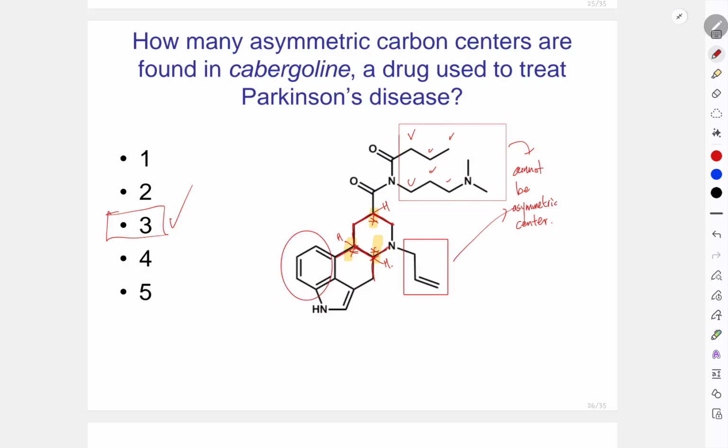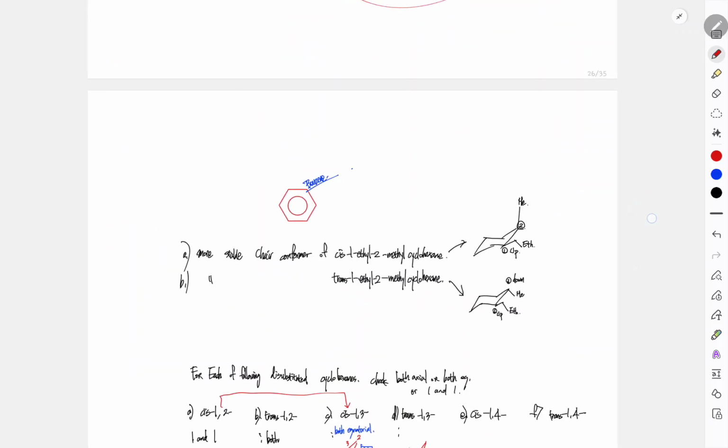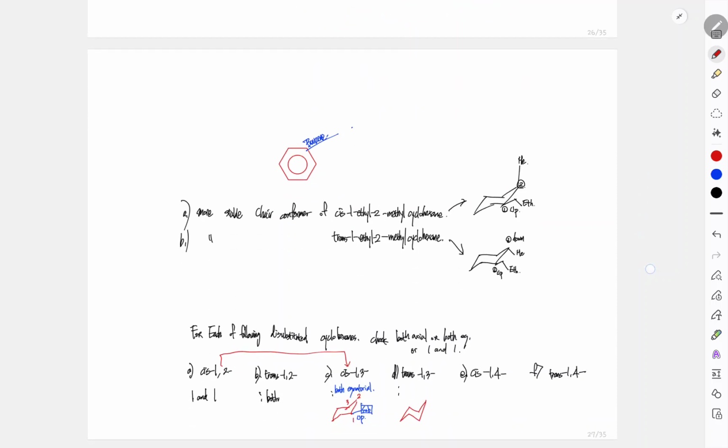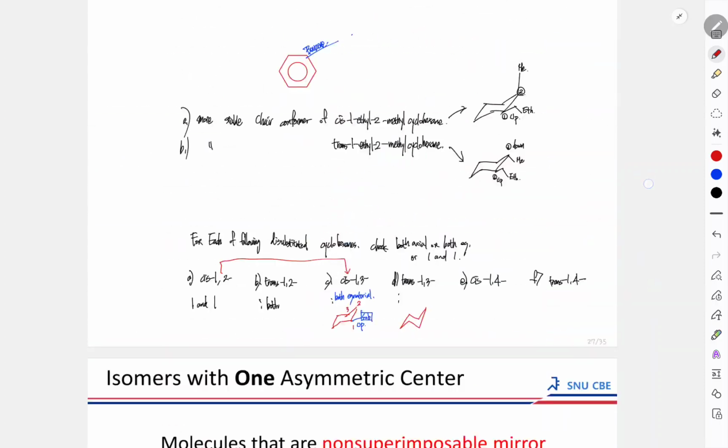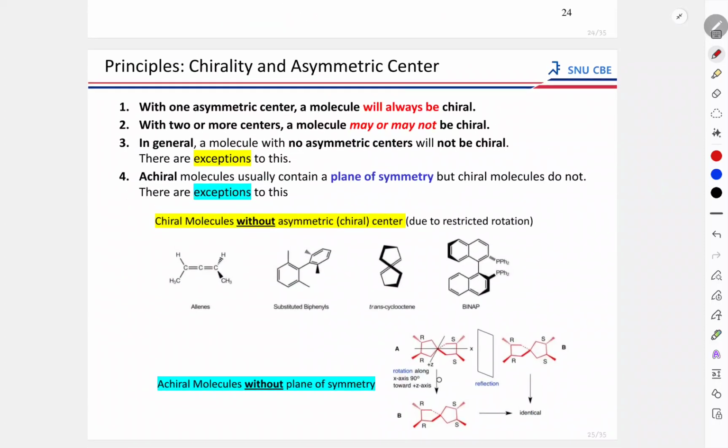Okay? Right, and we can think about chirality and asymmetric centers a little bit more, the relationship between chirality and asymmetric centers. And as I mentioned, with one single asymmetric center within the molecule, that molecule will always be chiral. That's a true statement. With two or more centers, molecules may or may not be chiral, right? That's what you should remember.